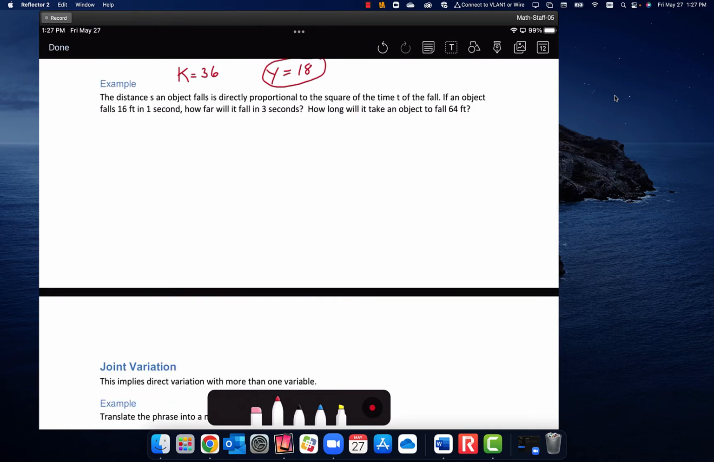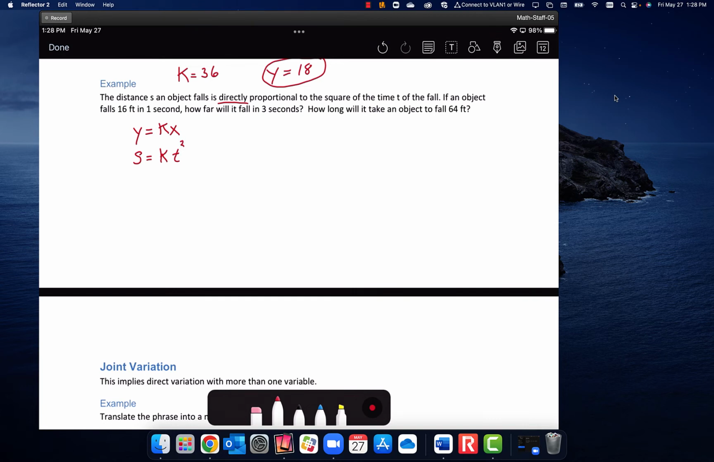The distance s an object falls is directly proportional to the square of the time t of the fall. If an object falls 16 feet in 1 second, how far will it fall in 3 seconds? And how long will it take for an object to fall 64 feet? First, recognize that we're dealing with direct proportionality here. So that is y equals kx. Or, in this case, they're actually giving us specific variables to use. s is directly proportional to the square of the time, so we want to make sure we square the time.